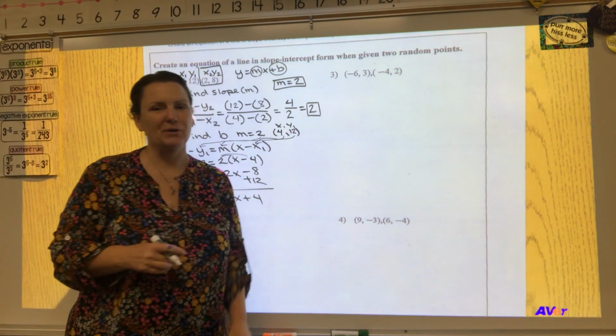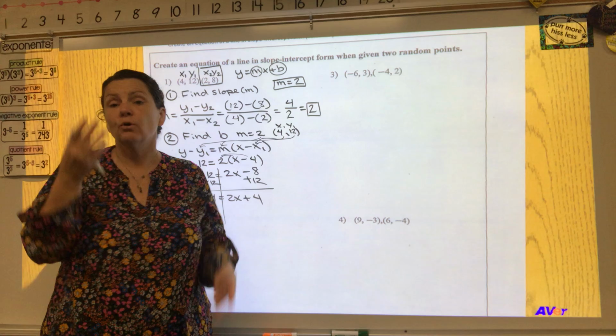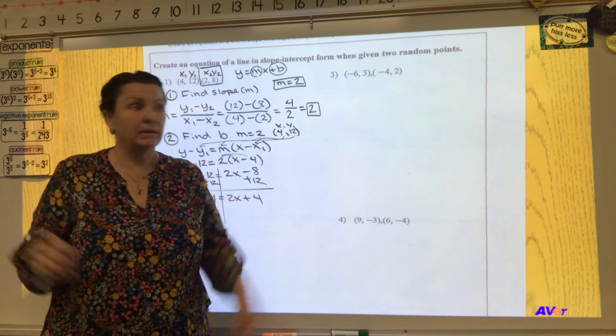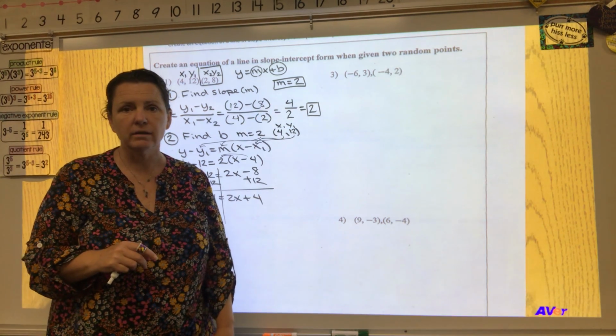Y equals 2x plus 4. 12 take away 8 is 4. So again, it really doesn't matter which point you use. Use the one that's smallest. Or use the one that you just prefer to use. I mean, you can't go wrong, to be honest.